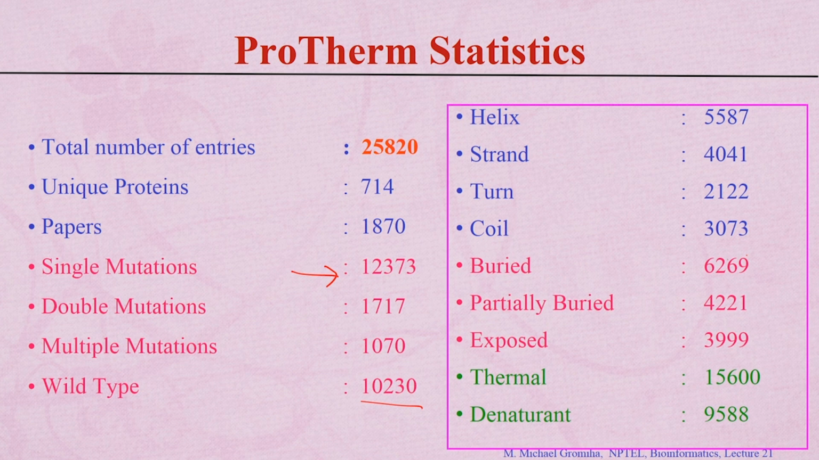In the accessibility, about 6,000 are buried and 4,000 are in the partially buried and exposed regions, right. So, that also shows you the importance of the location of the residues for mutations. Then about 15,000 are thermal and 9,600 obtained from the denaturation experiments.